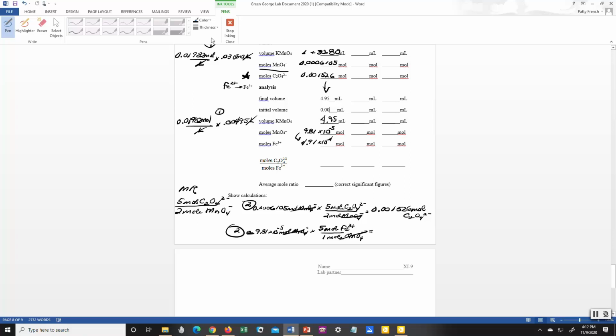So now I know my moles of oxalate, and I know my moles of iron. So now this is just a simple ratio. 0.001526 moles of oxalate over 4.91 times 10 to the minus 4th moles of iron. And if you plug this into your calculator, you're going to find that this is 3.11. Again, 3 sig figs.